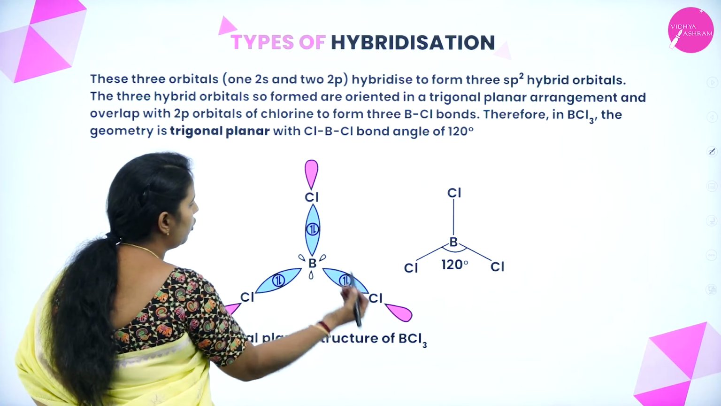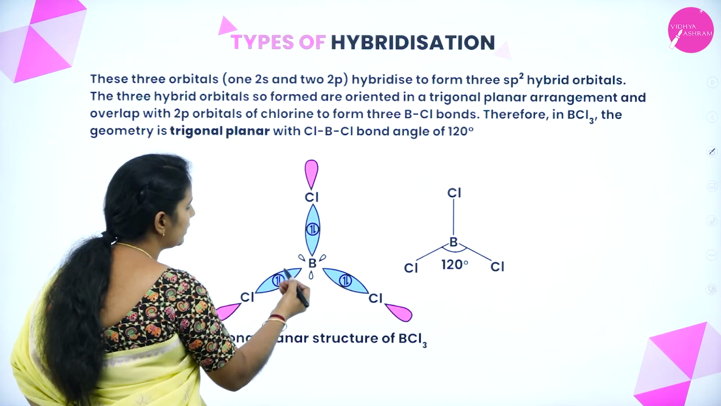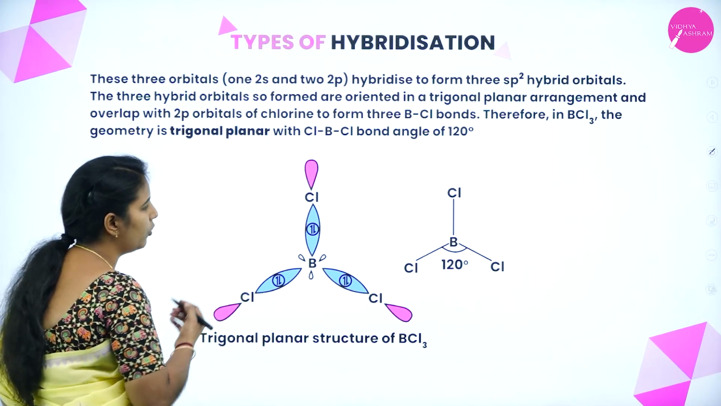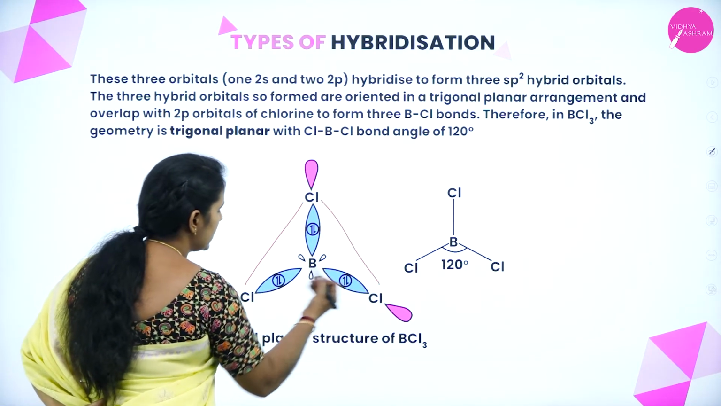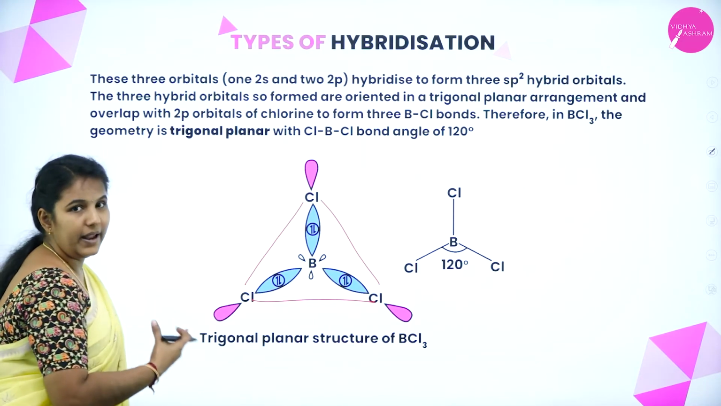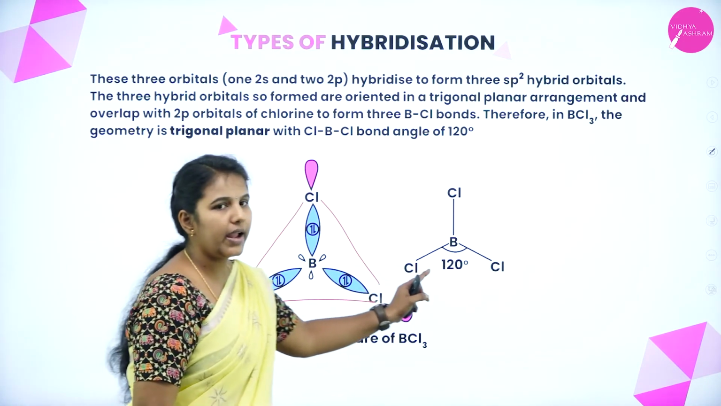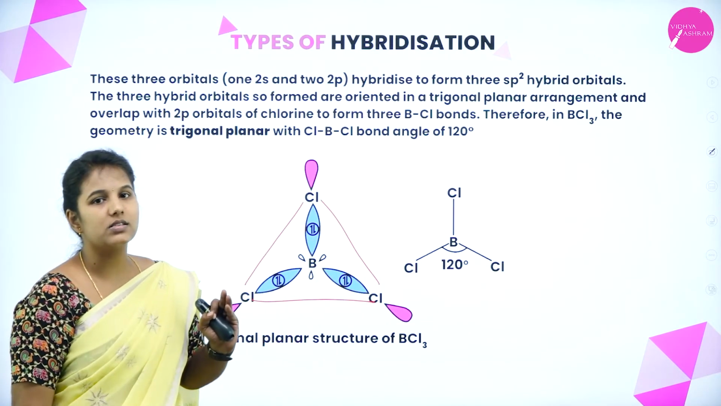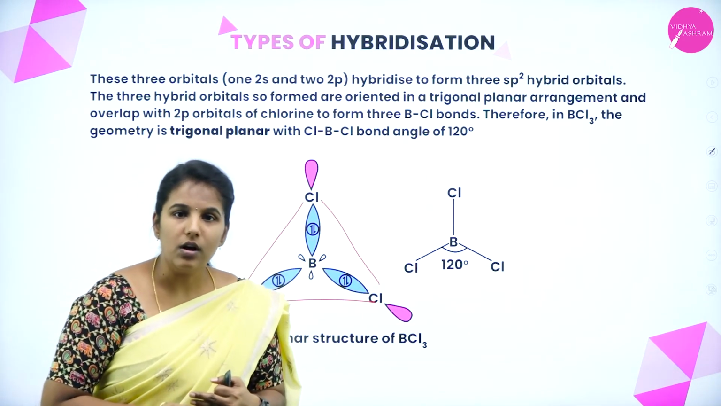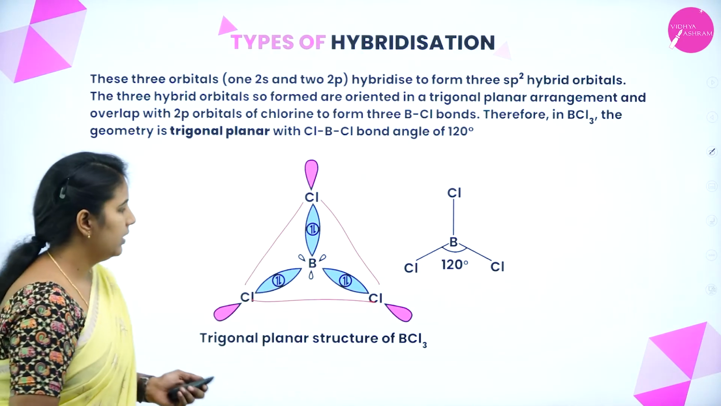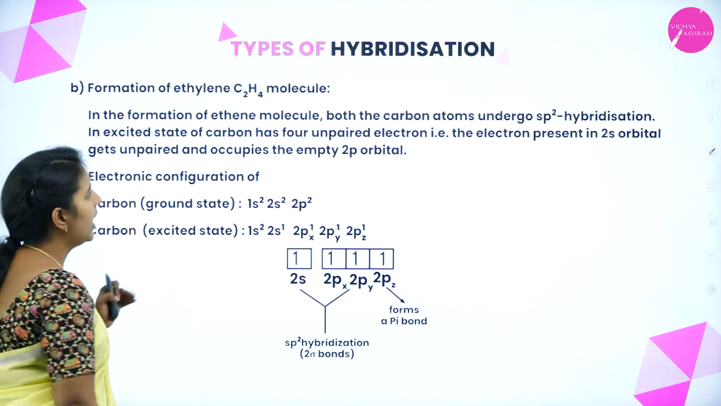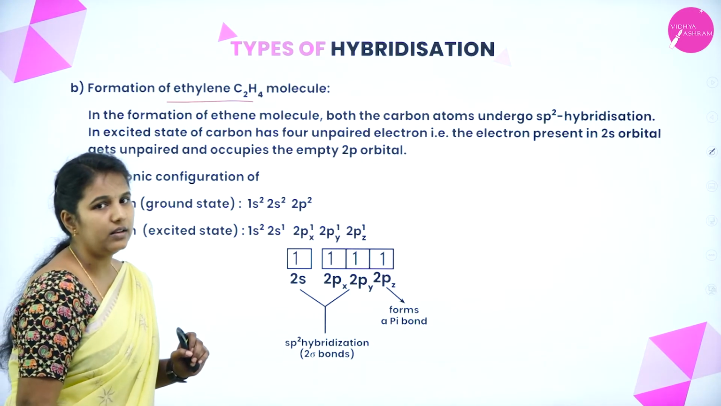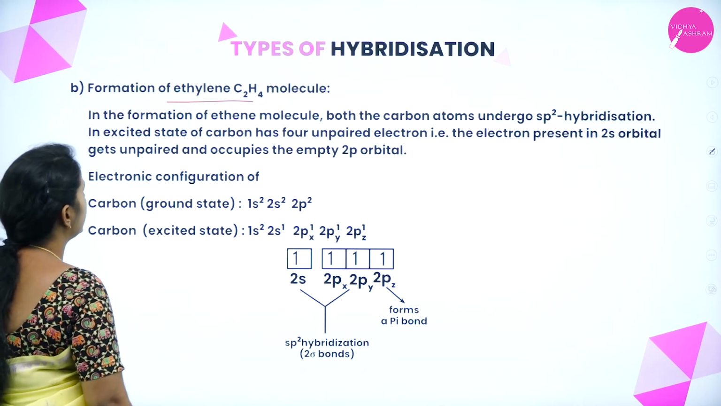which are given by the chlorine. So 3 chlorine atoms each share 1 electron with the boron and result in the formation of boron chloride, and you can see that this is a trigonal planar structure with a bond angle of 120. So this is the main characteristic of sp2 hybridization. Now let us take another example, ethylene, which is an alkene. So ethylene is an example.